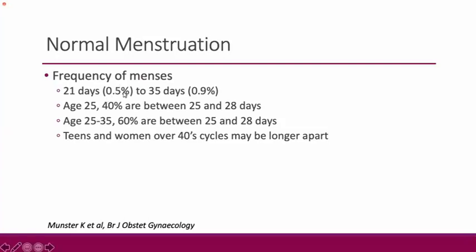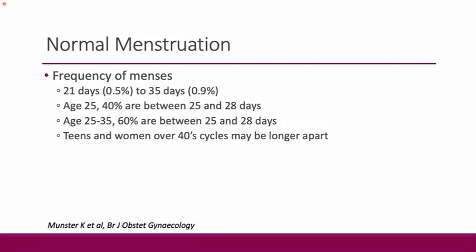Now, 21 days is a minority of women. 35 days is a minority of women. The majority will have what we call a 25 to 28 day cycle. Between about 25 to 35 years of age, 60% have a cycle of 25 to 30 days. That's why we say monthly bleeding, because the majority of women will have monthly bleeding, but not all will have it. So a minority of normal women will have a 21-day cycle, or somebody may have a 35-day cycle also, which we consider normal.